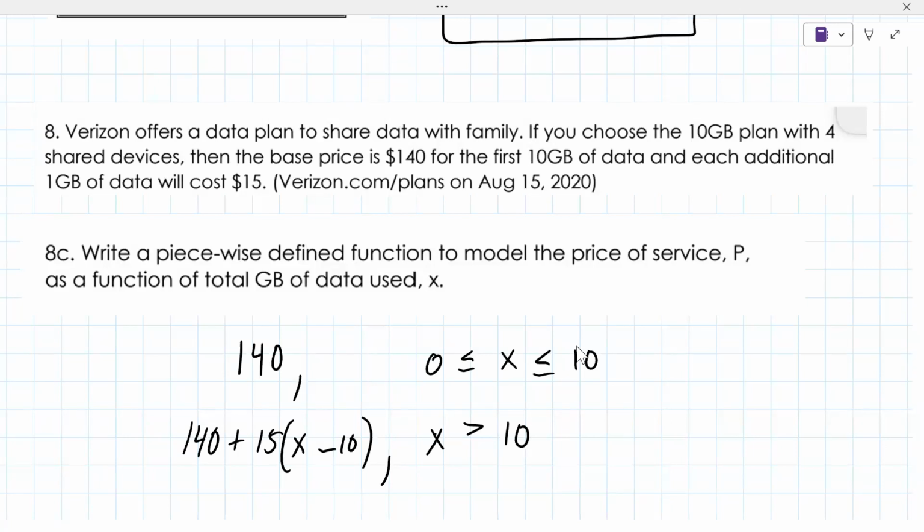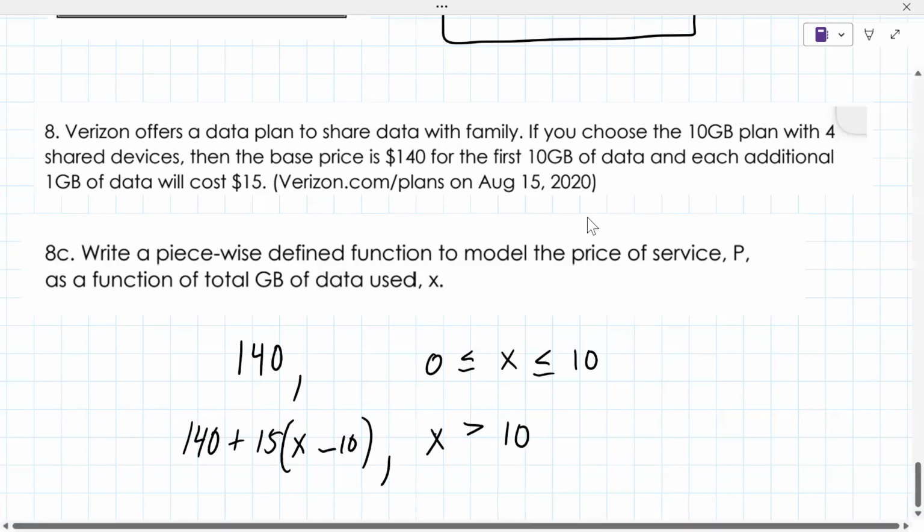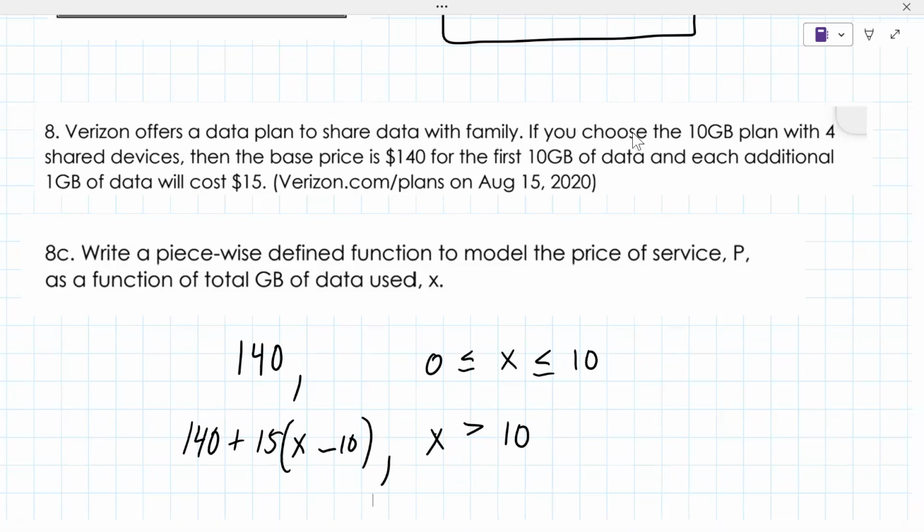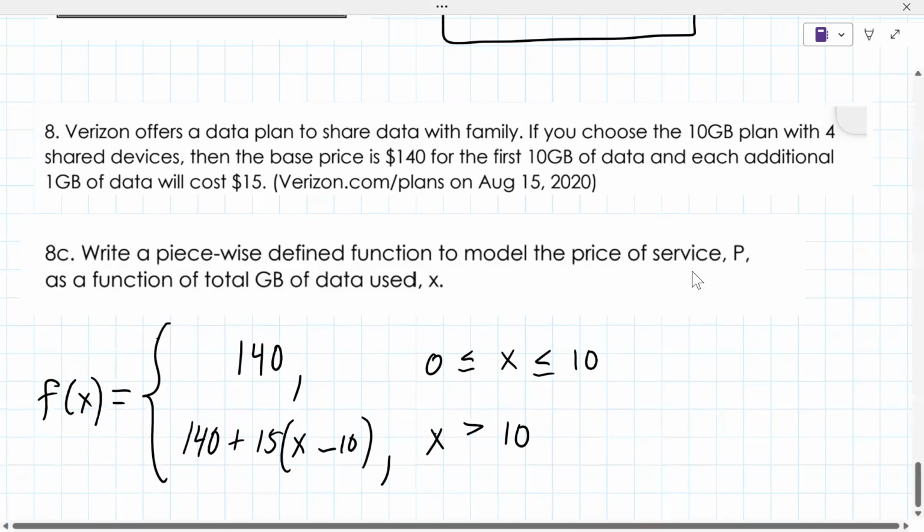So now that we have the piecewise, that's your piecewise function. Then you want to make sure you put the f of x over here. Usually there's an equal sign. You've got to give the right notation. In this case, wouldn't it be p of x? Is that what they want? Yeah, they want p of x. So you've got to use the letters they want.